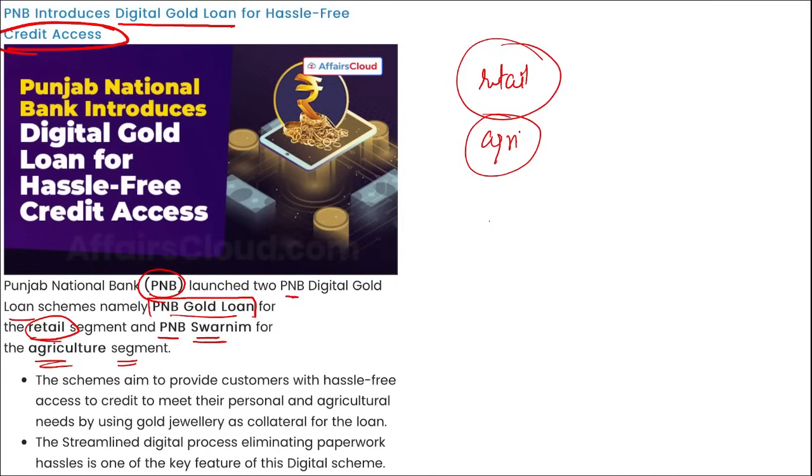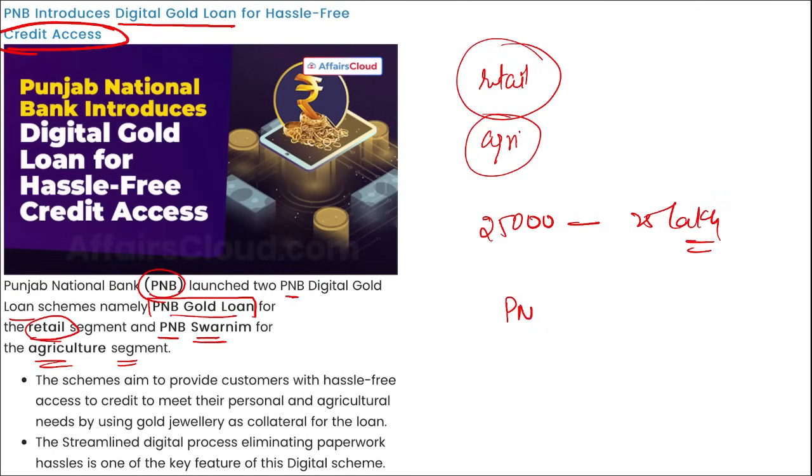The scheme offers loans ranging from 25,000 rupees to 25 lakh rupees to support personal needs, agriculture and various other needs. Then remember, borrowers seeking short-term production or investment credit for agriculture activities and allied activities are eligible for a loan of up to 10,000 to a maximum of 2 lakh rupees.